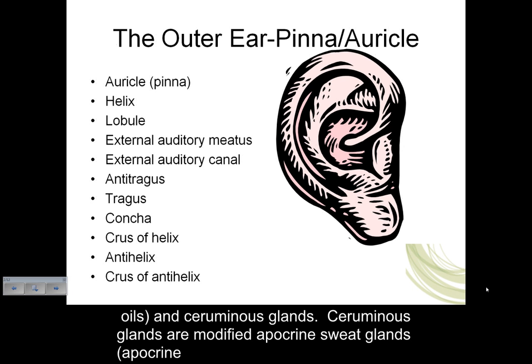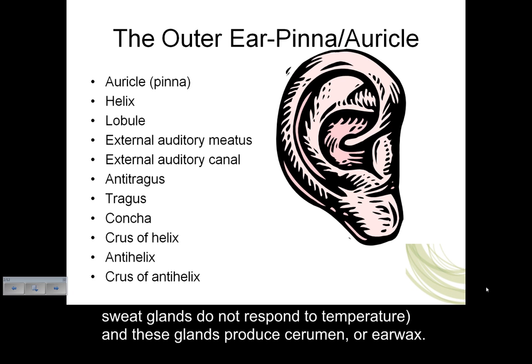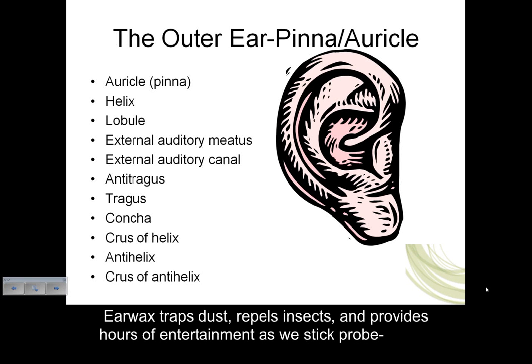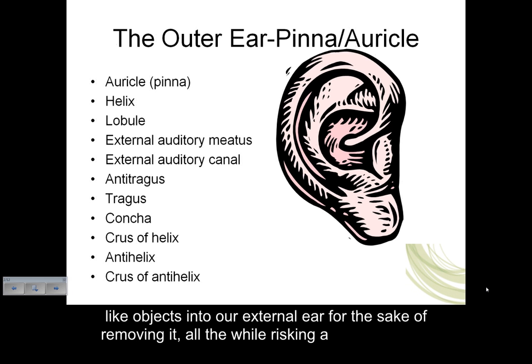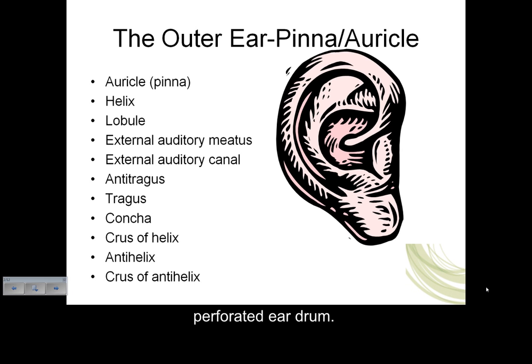Within this canal are hair, sebaceous glands, these release oils, and ceruminous glands. Ceruminous glands are modified apocrine sweat glands. Apocrine sweat glands do not respond to temperature, and these glands produce cerumen, or earwax. Earwax traps dust, repels insects, and provides hours of entertainment as we stick probe-like objects into our external ear for the sake of removing it, all the while risking a perforated eardrum.